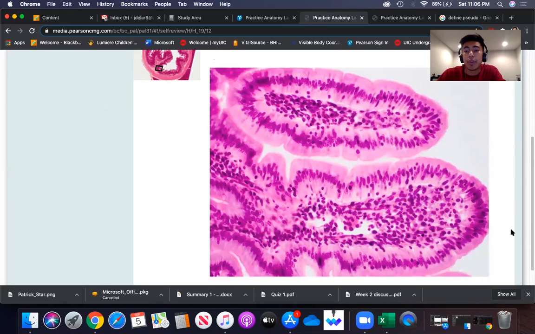The last example we do have for the simple category is the simple columnar. Columnar, we can think of columns, very tall cells. This is a cross-section of the small intestine. We do know that in the small intestine and in the kidney and in the lungs, there is a lot of swapping of materials like oxygen and carbon dioxide.